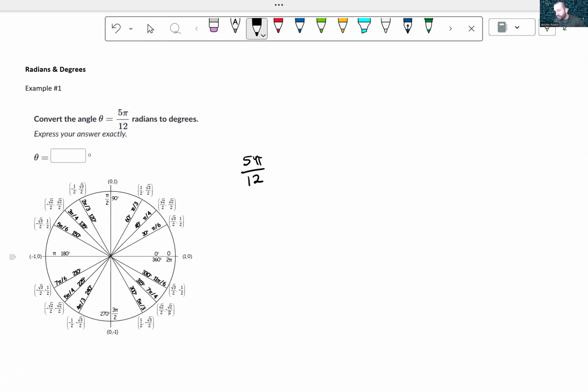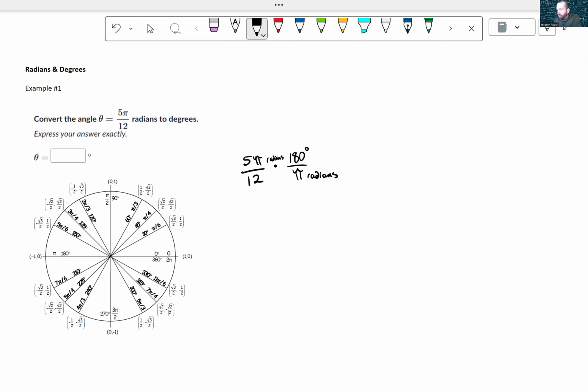And if we look at the unit circle, it looks like they don't give us that on the unit circle. So that's okay. We can still change this into degrees. We're going to write this as a ratio. We're going to say 5 pi over 12 radians times, now we're just going to multiply by a ratio that is equal to 1, which is 180 degrees over pi radians. And really, these are radians also up here.